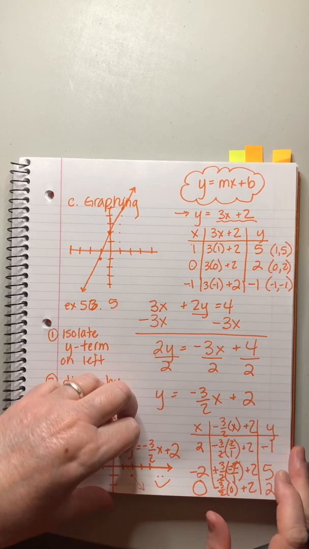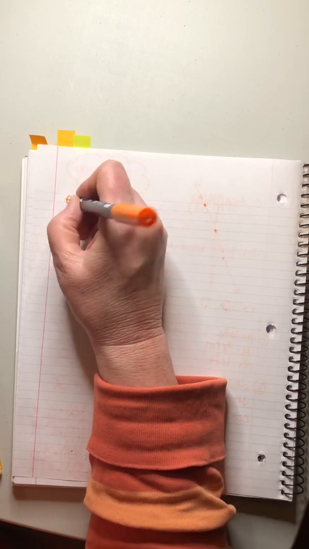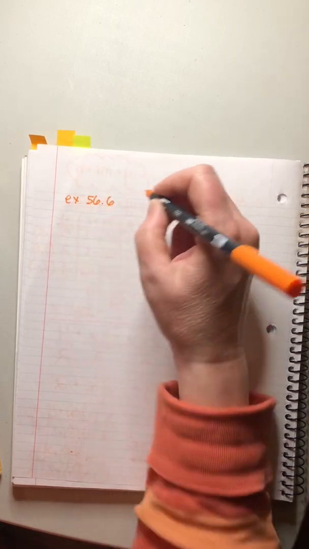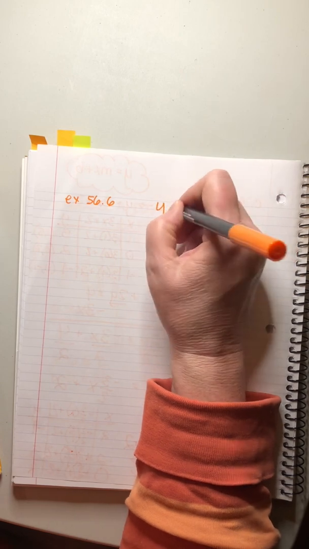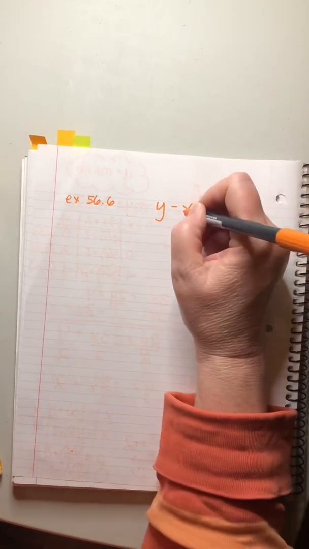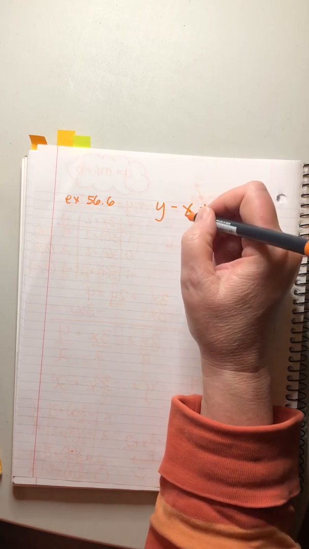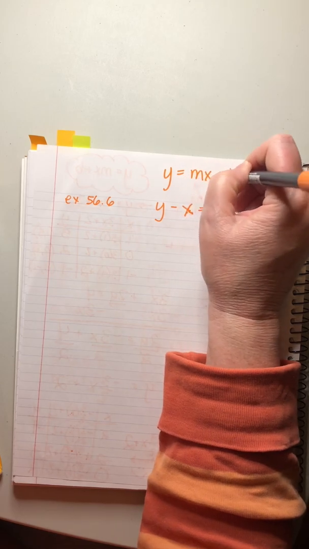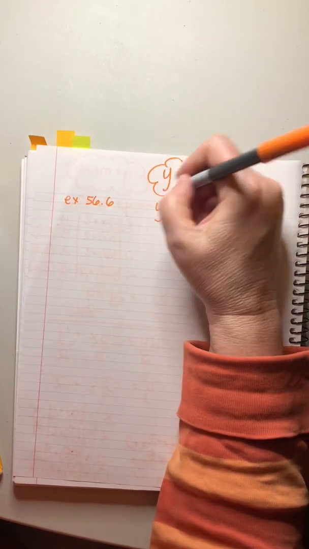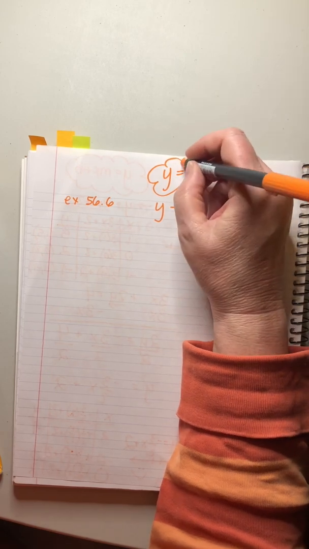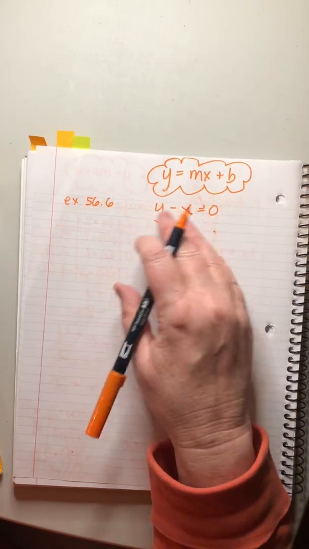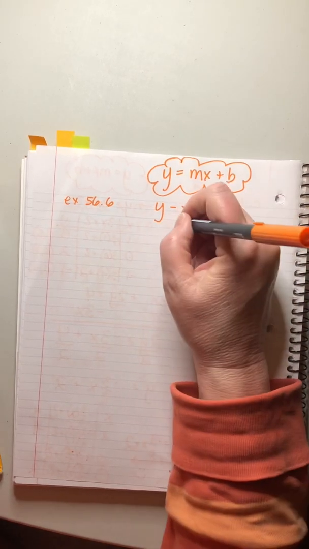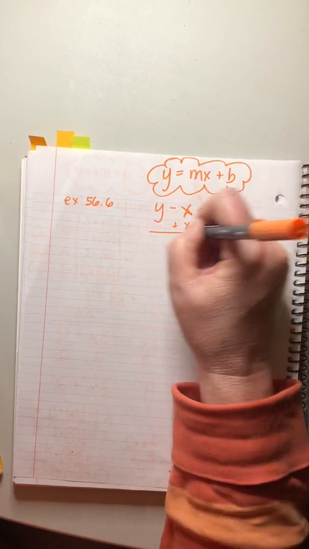Let's do one more that's easier. This is the harder of the two. Ready? Example 56.6, ready? Y minus x equals 0. Okay, that looks alarmingly simple, but we can see, oh, it still does not fit our dream date here, right? We want the y by itself on the left, and we want everything else over there. So fixing this is going to be pretty easy. We just have to add x to both sides.